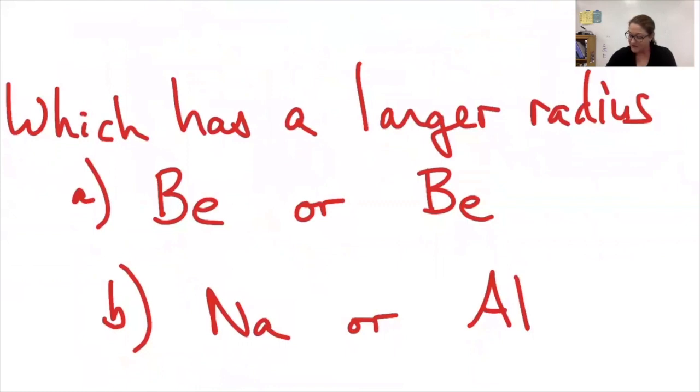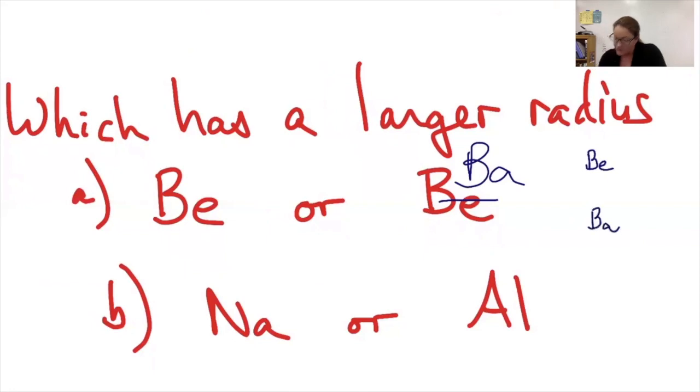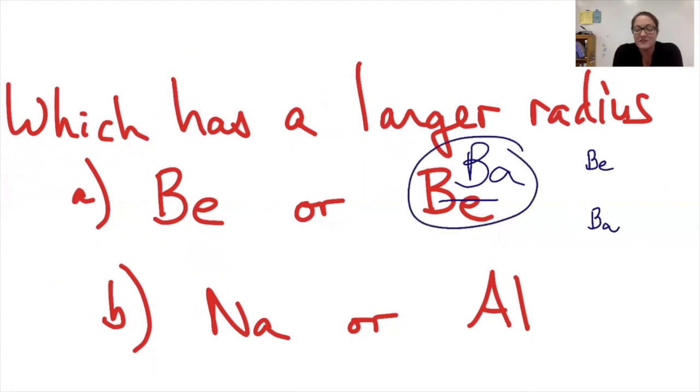So my first one here, which has a larger radius, beryllium or barium? If you locate beryllium and barium on the periodic table, you'll find that they're in the same column, but barium is further down that second column. So barium has more shells of electrons and it is larger.